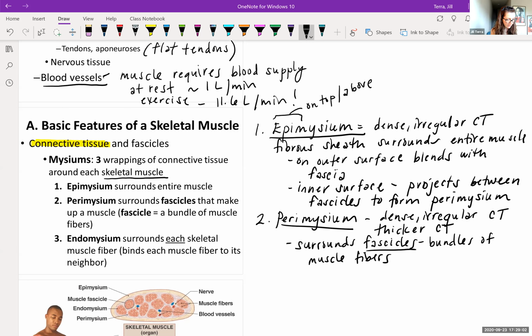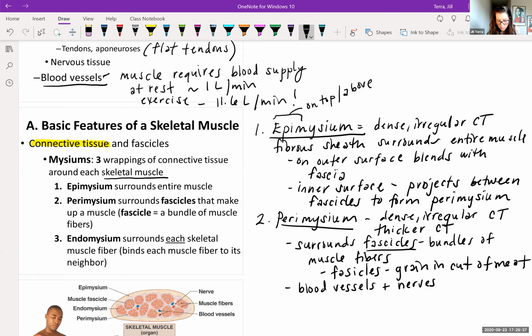Okay, and in fact, fascicles are the grain that you see in a cut of meat. So you can see them with your naked eye. And we're also going to see that within the perimysium there are blood vessels and nerves that are also within the perimysium and surrounding it.